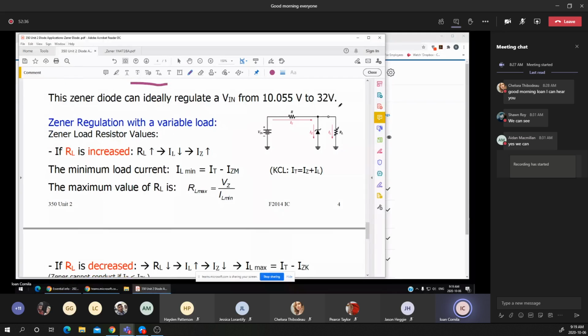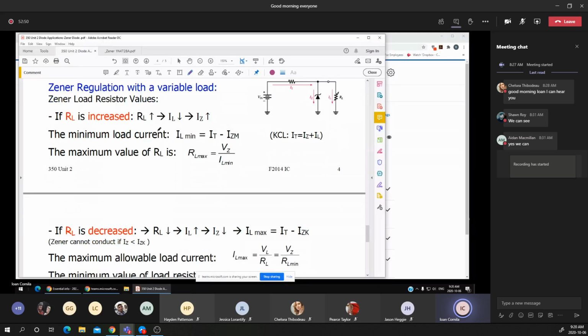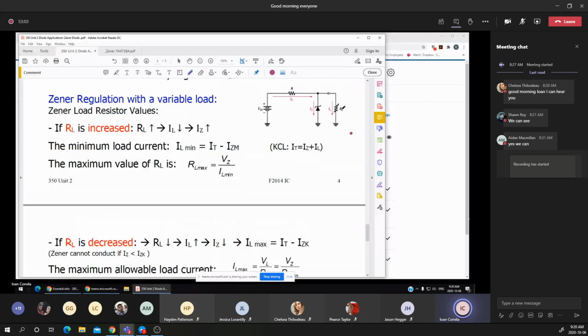And that's, again, the circuit that is always used in calculations. I'm using the same notation: V in, IT. The current that flows through the resistance is the sum of two currents, IZ and IL. Now, in order to have the voltage regulator, let's see how we can determine the min and the max value of the RL. Now, I'm applying the KVL.